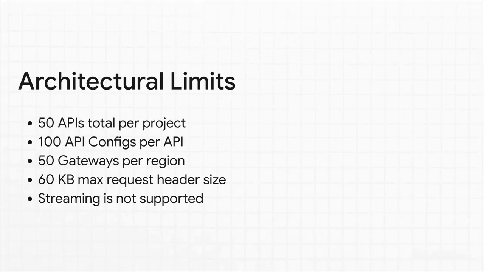Let's rapid fire through the rest of the hard architectural limits so you don't accidentally break your freshly built fortress. You're capped at 50 APIs total per project. You get 100 API configs per API. You can deploy up to 50 gateways per region. Your maximum request header size, 60 kilobytes. And finally, keep this one in mind. Streaming is natively not supported. Be sure to factor these constraints into your design.